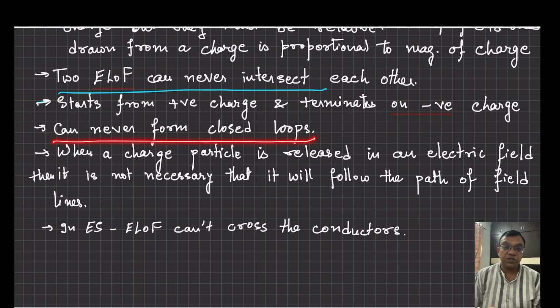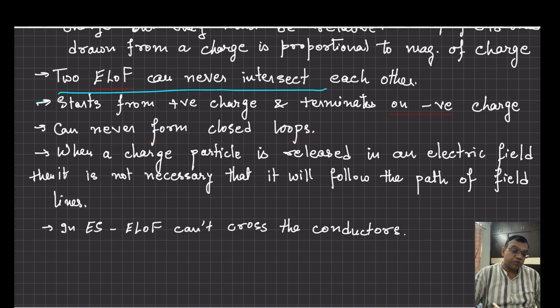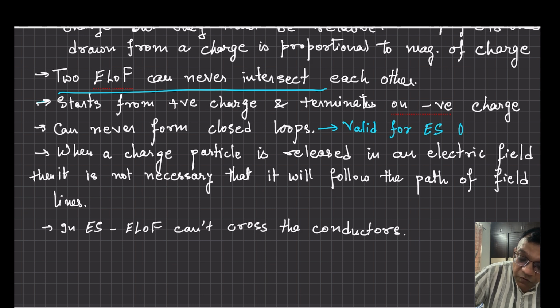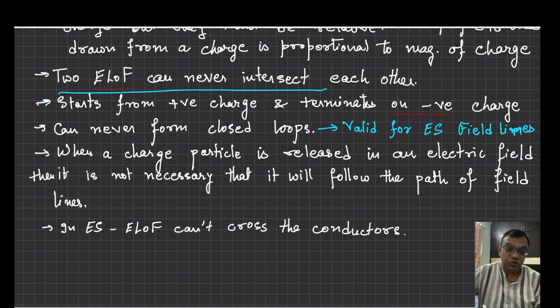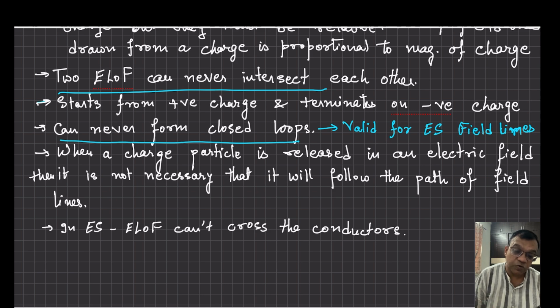Electric lines of forces can never form closed loops. Here I would like to write one note, valid for electrostatic field lines. Why am I writing this? Because in EMI we have another type of field lines also. They can be closed loops. But in electrostatics, electric lines of forces can never form closed loops.